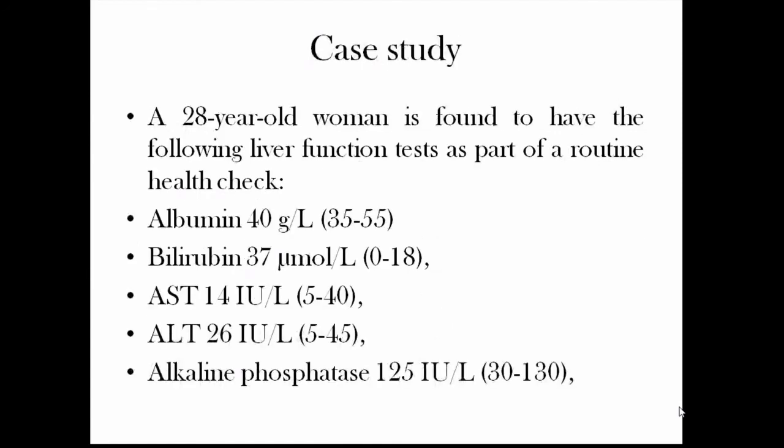This is a case in which a woman was found to have the following liver function tests as part of a routine assessment. Now, albumin, I said, was for chronic liver disease. The albumin is at a normal level here. Bilirubin is slightly elevated. And then AST, ALT, and alkaline phosphatase are all normal. So this is likely to be a prehepatic jaundice in this patient. Prehepatic elevation of bilirubin in this patient. So this is a patient who has got a normal liver function and the bilirubin is elevated. This is one case study.